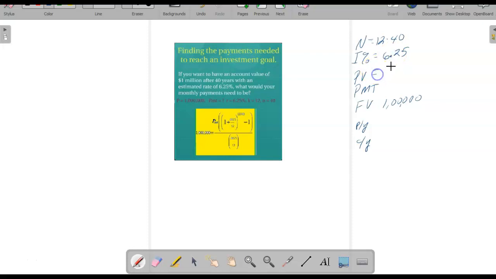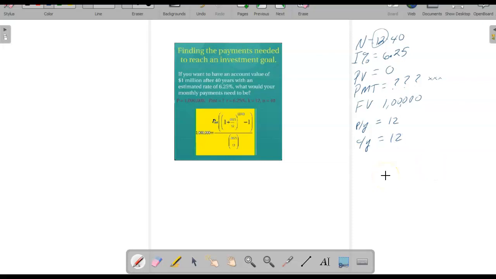And our present value, we don't start out with anything in this case. And our payment, that's what we do not know. So we can put any number in there that we want. You know, not a variable, just some number. And again, we're doing monthly. This is monthly payments. So this is 12 again in each of those places.